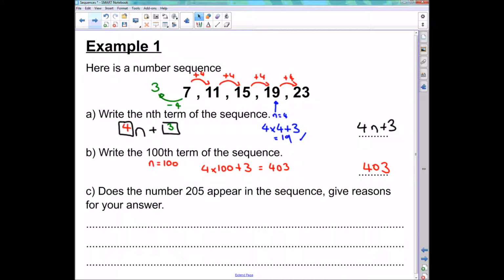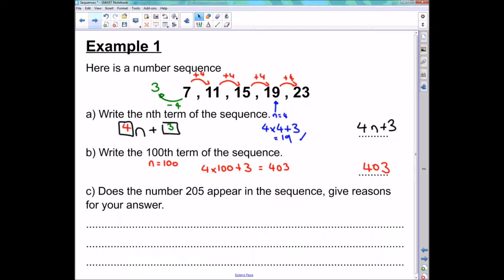Okay, so finally I'm asked, does the number 205 appear in the sequence? Give reasons for your answers. Sometimes this question is actually very easy to answer. We can spot that in my sequence here they are all odd numbers. If they give you a number like 204 or any other even number, you could just say that it doesn't appear because all the numbers in my sequence are odd numbers.